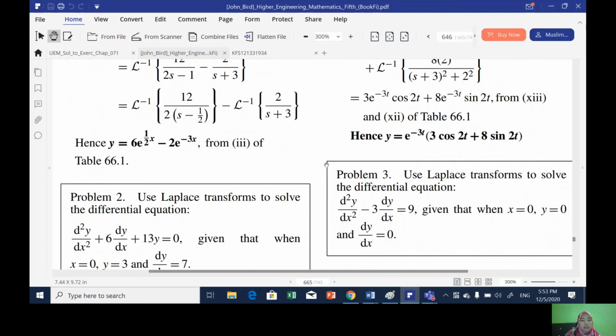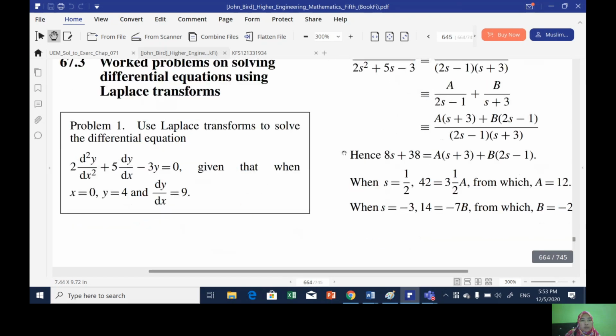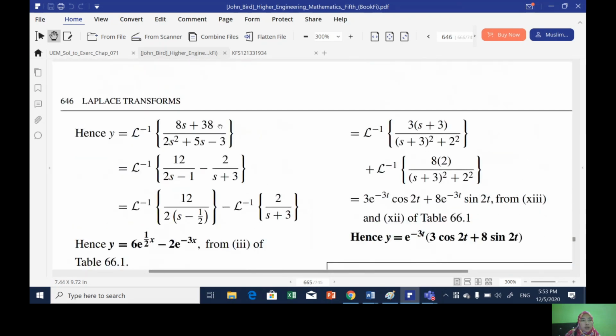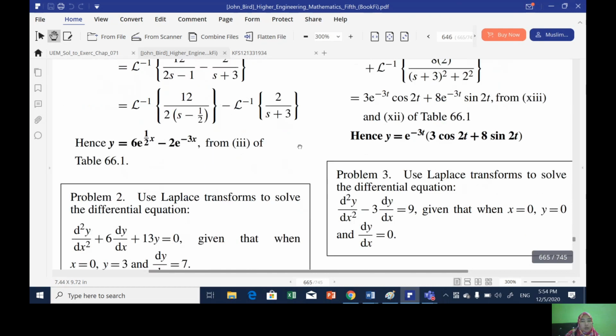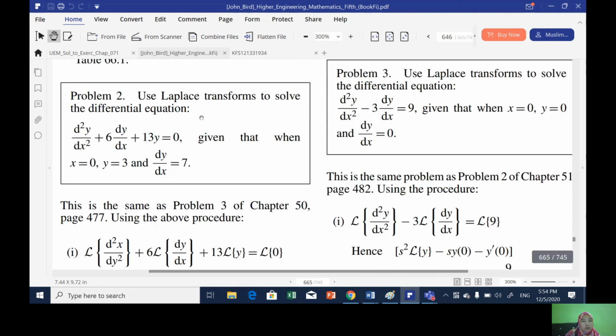How we can apply the Laplace transform to solve an ordinary differential equation is in the ebook of John Bird, page 645. I would like to explain problem 2. So I'm choosing problem number 2, and I'm going to read the question here: use the Laplace transform to solve the differential equation. This is the ordinary differential equation.